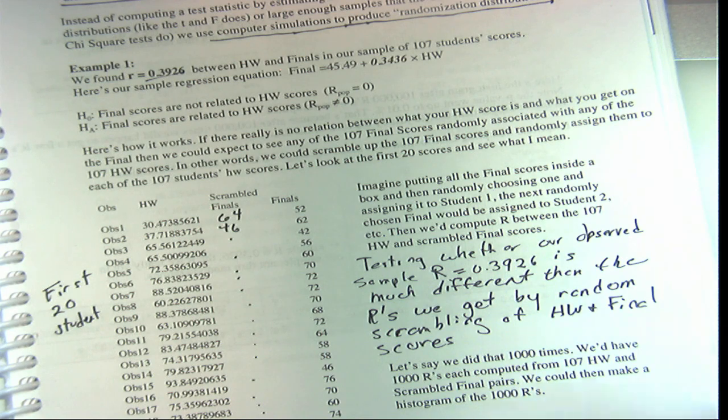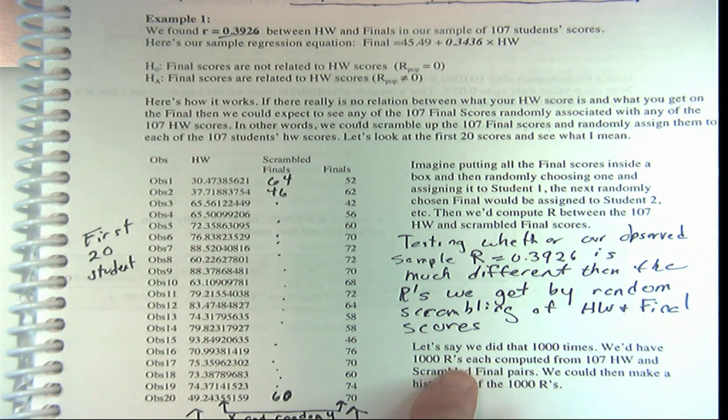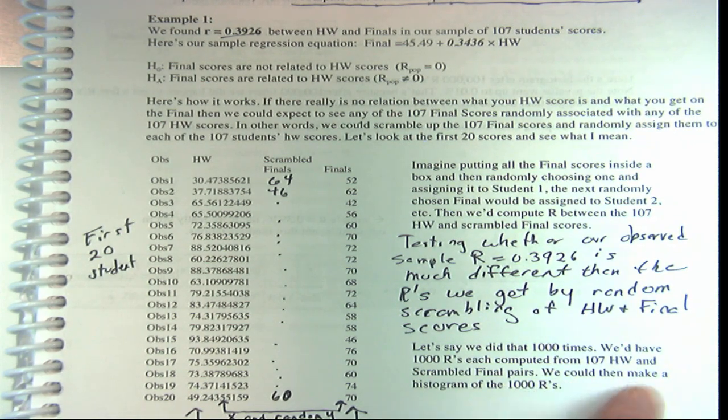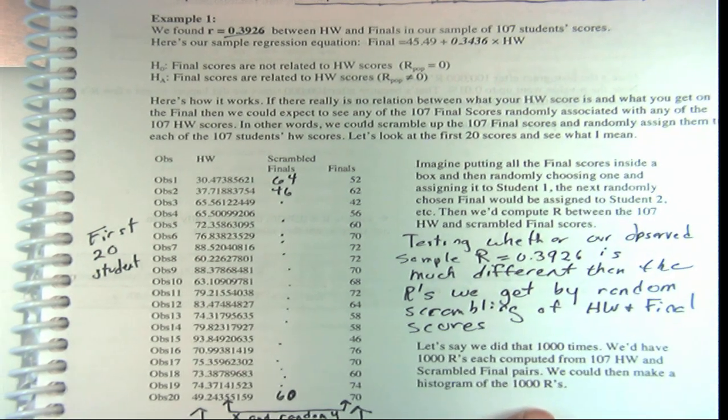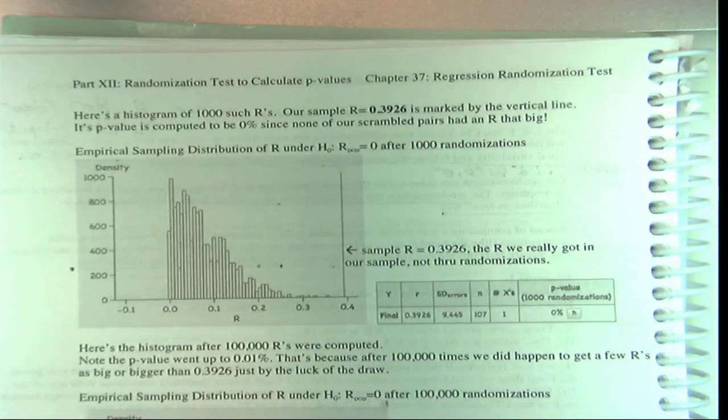Well, let's do it. So let's say we did that process 1,000 times. So we got 1,000 R's. We'd have 1,000 R's, each computed from 107 homework and scrambled final pairs. We could then make a histogram of the 1,000 R's. So that's what you're going to see on the next page. And here it is. It's just positive.